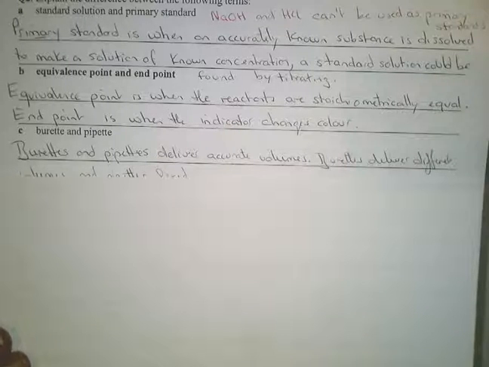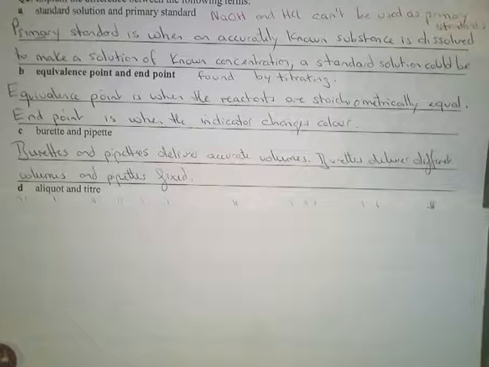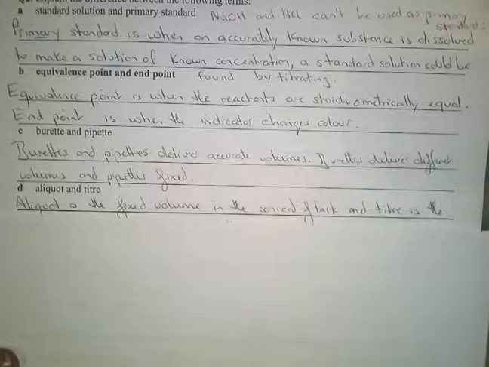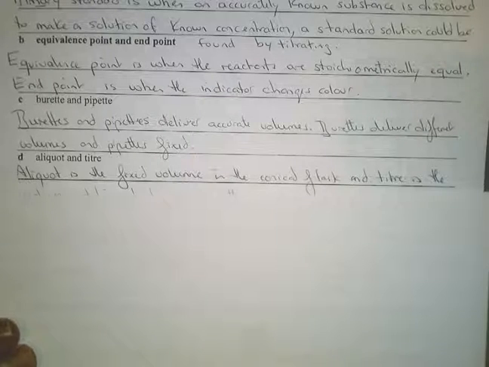Burettes and pipettes are glassware that deliver accurate volumes. Burettes deliver different volumes. Pipettes are fixed. Aliquot is the fixed volume in the conical flask that is delivered by the pipette. And the titre is the volume that's delivered by the burette.